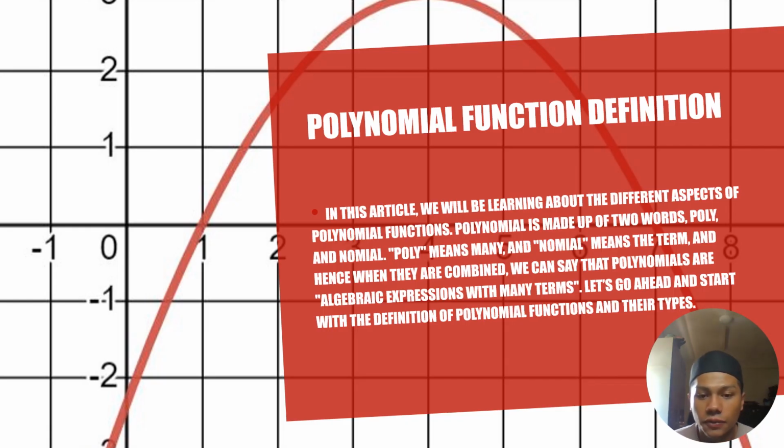Okay, let's move on to the next part, which is the polynomial function. So what is a polynomial function? In this article, we'll be learning about the different aspects of polynomial functions. Polynomial is made up of two words, poly and nomial. Poly means many and nomial means term. When they are combined, we can say that polynomials are algebraic expressions with many terms. Let's start with the definition of polynomial functions and their types.